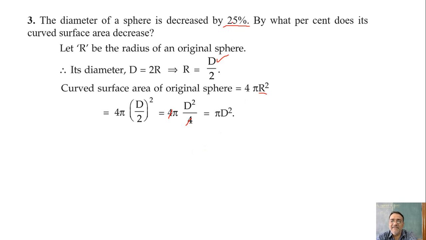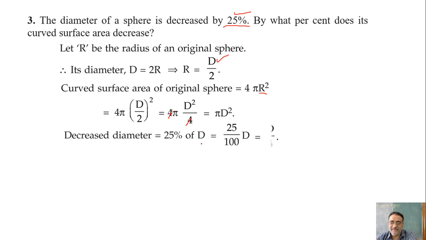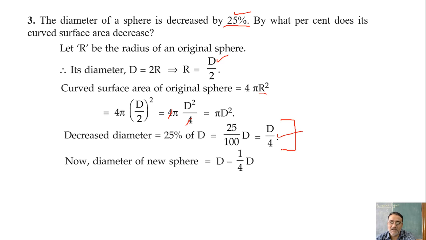Now 25% decreased. 25% means 25% of d diameter. So decreased diameter is equals to 25% of d. 25% of d 1/4 होता है. Okay? So this is clear. Yes, sir. तो इतना डायमीटर कम हो गया, तो डायमीटर कम होने के बाद कितना मिलेगा? d minus d by 4. So we'll get 3/4. 1/4 कम हो गया तो कितना मिलेगा? 3/4 of d. This is clear.